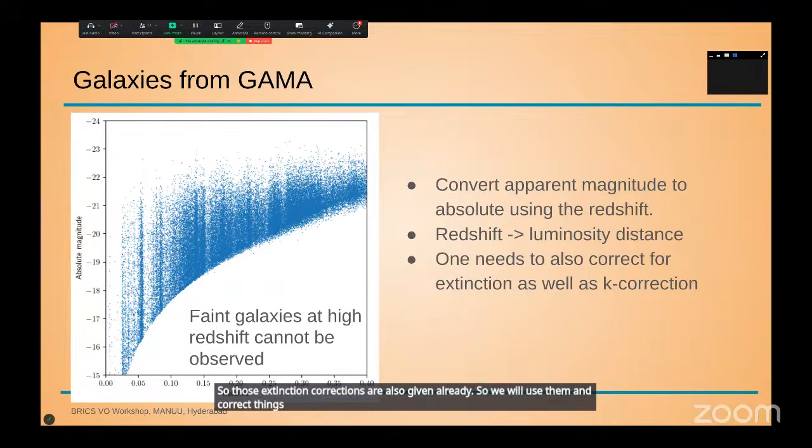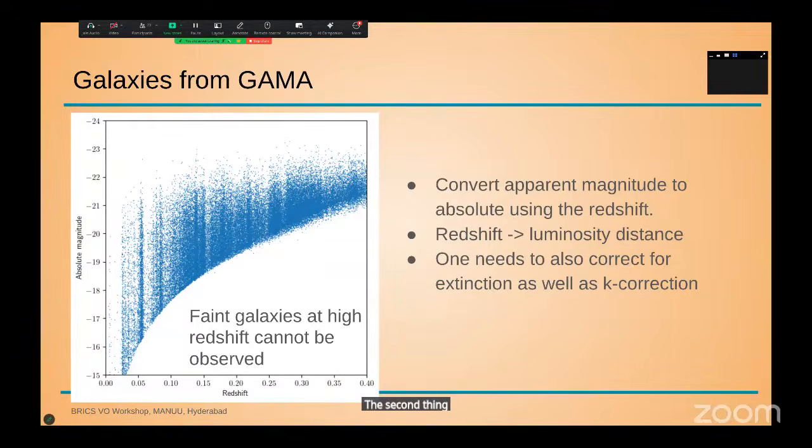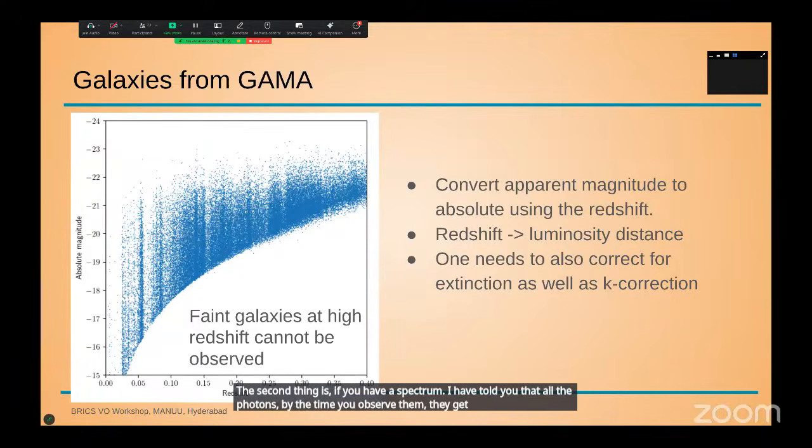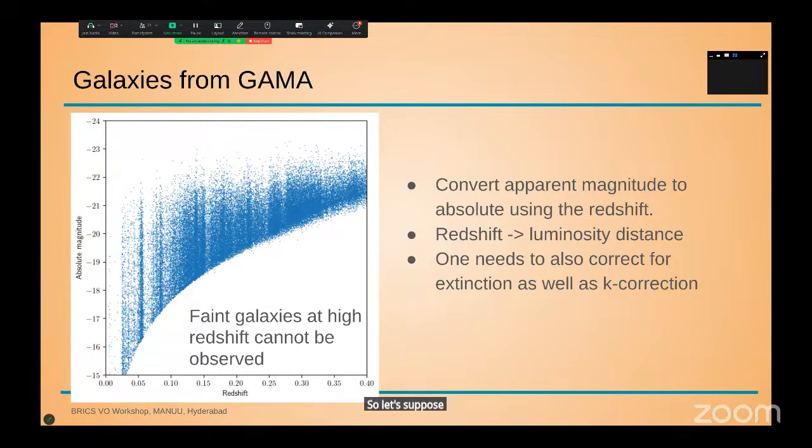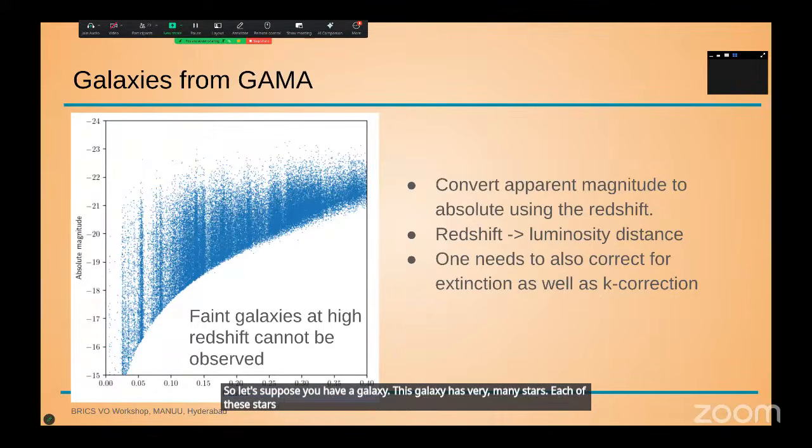The second thing is, if you have a spectrum, I have told you that all the photons, by the time you observe them, get redshifted. So let's suppose you have a galaxy. This galaxy has many stars, and each of these stars has some spectrum.